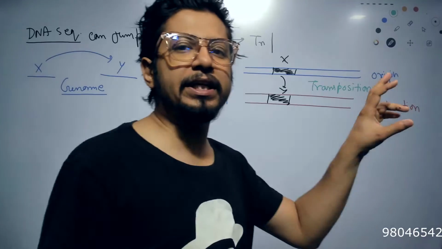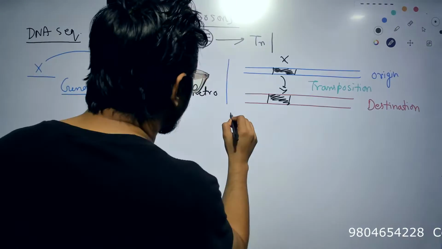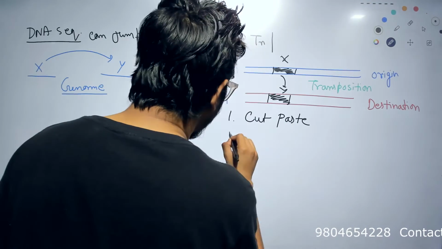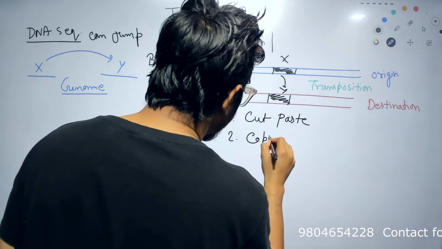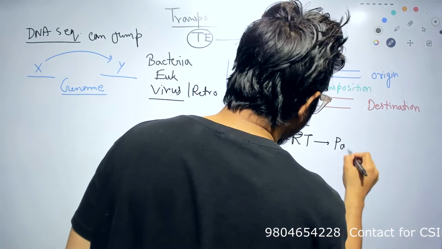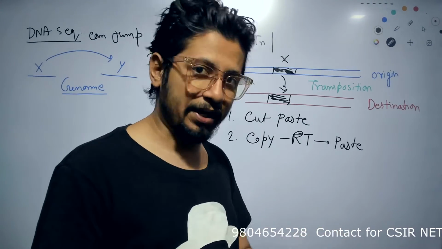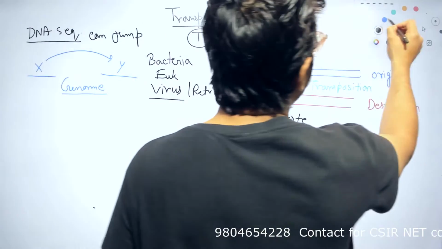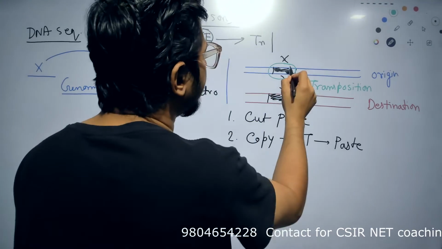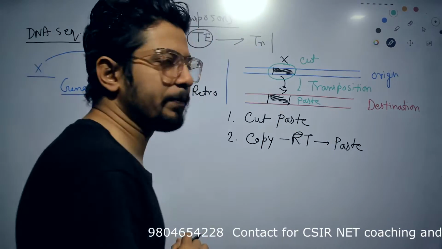Now this transposition event can be of different types. This transposition event is mainly of two different types. One is a cut-paste type of transposition. Another one is copy, reverse transcriptase, paste type of transposition. These are the two very common kinds of transposition that are available. One is cut-paste. For example, if we want to take this part of the DNA and put it at the destination, we can cut it and we can paste it here. That is the cut-paste type.